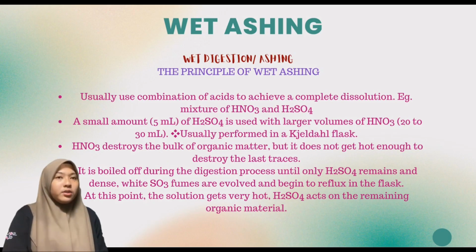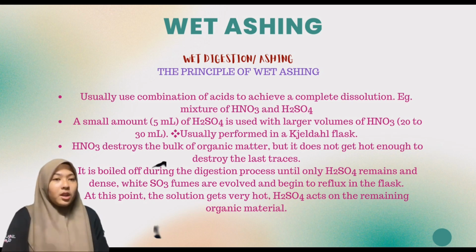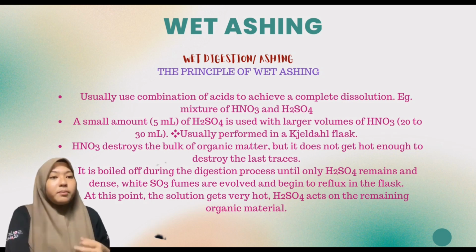Now I want to tell about wet ashing, or wet digestion. The principle of wet ashing is to usually use a combination of acids to achieve complete digestion, for example a mixture of nitric acid and sulfuric acid. A small amount, 5 ml, of sulfuric acid is used with a larger volume of nitric acid, 20 to 30 milliliters, usually performed in a Kjeldahl flask. Nitric acid destroys the bulk of organic matter, but it is not strong enough to destroy the last trace.